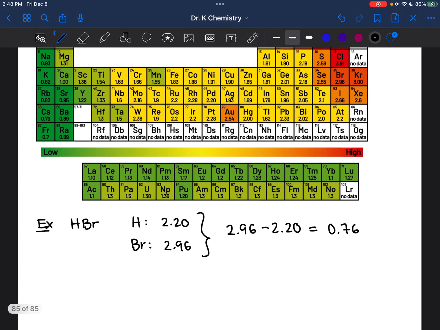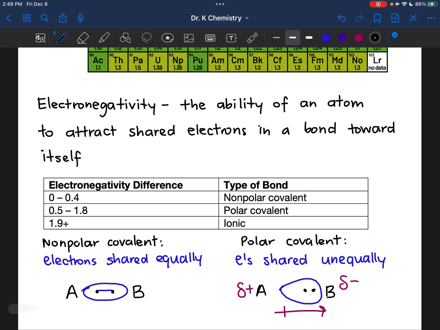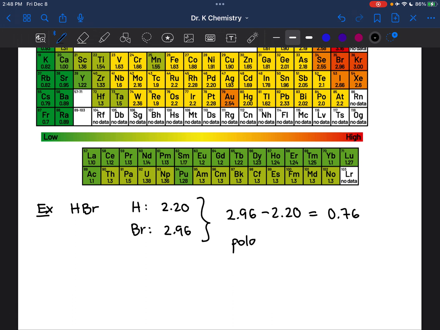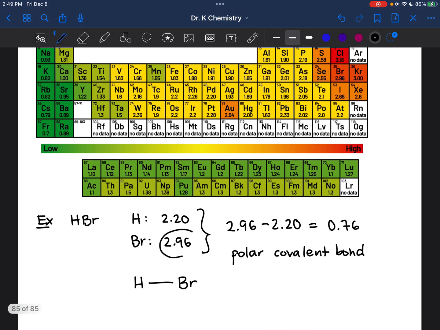I see that the electronegativity difference is 0.76, which falls into the polar covalent category. So that would be a polar covalent bond. And that means that the electrons are not being shared equally. So in that bond, we need to determine, well, which atom wants those electrons more? And looking at these values, I see that bromine has a higher electronegativity value, which means it's pulling that electron density toward itself. So you could draw a dipole going in the direction of bromine, or alternatively, you could put a partial negative charge on bromine and a partial positive on hydrogen.